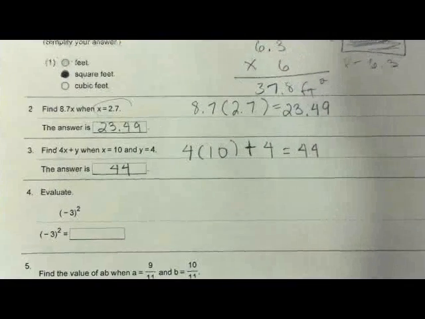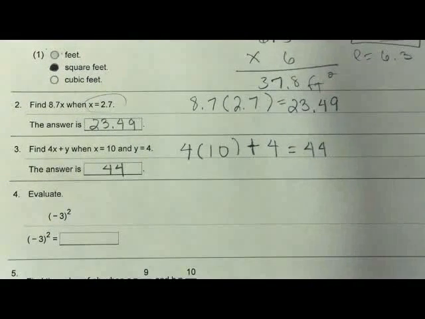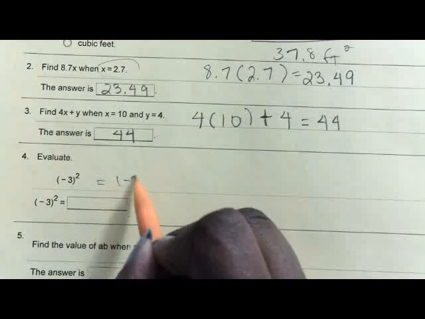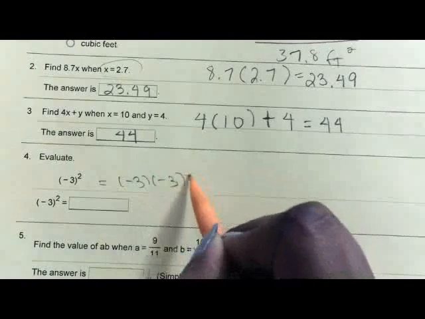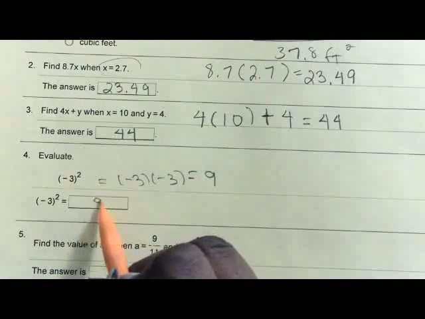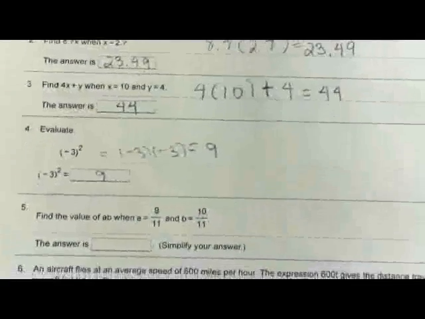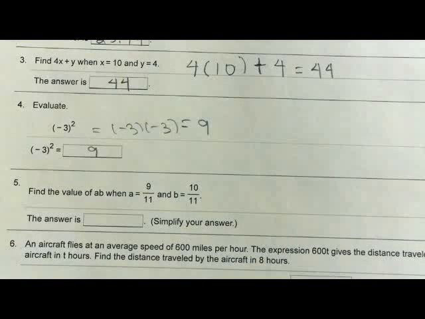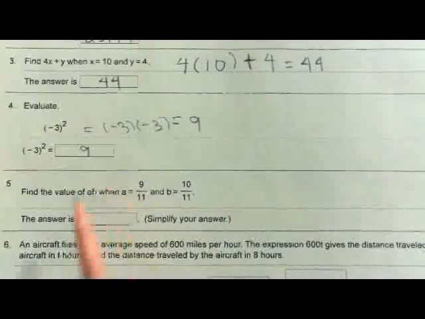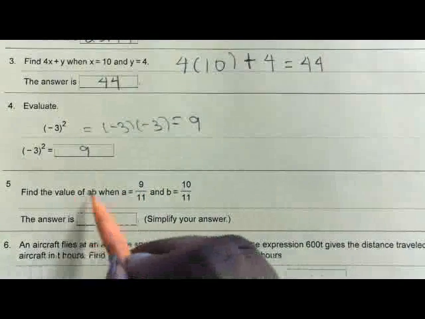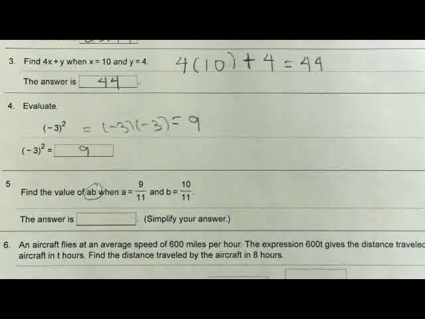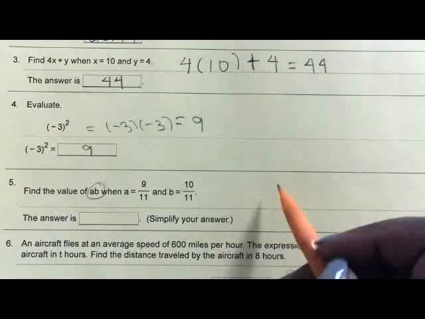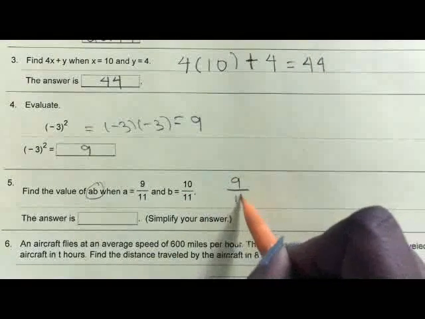Alright, number 4. Evaluate. What's negative 3 squared? That is 9. Negative 3 squared is the same as negative 3 times negative 3, which is 9. Alright, what about 5 here? Find the value of AB. When I have AB written like this, what does that mean? That is multiplying. So find the value of AB when A is 9 over 11 and B is 10 over 11. So they want us to multiply this.